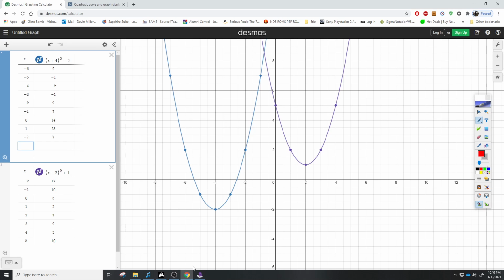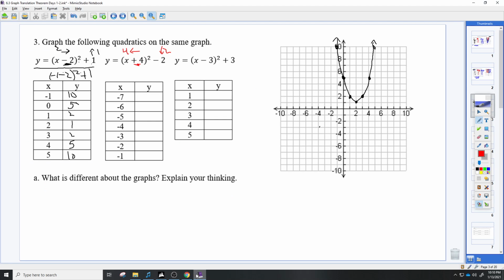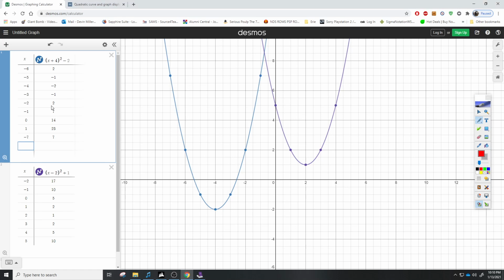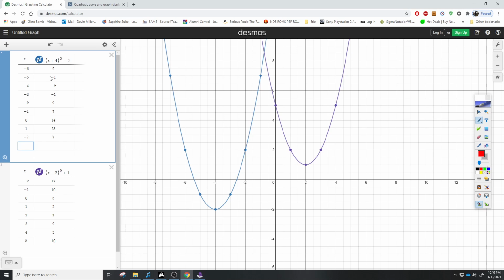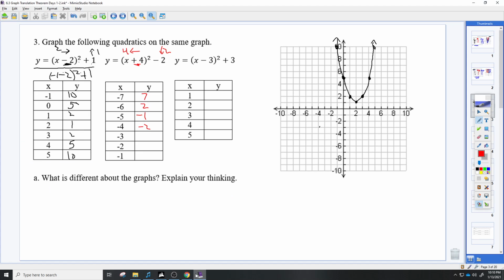So the top number is 7. So negative 7 is 7. And then we have 2, negative 1, negative 2. What else? Negative 1, 2, and 7. Then we plot these ones.